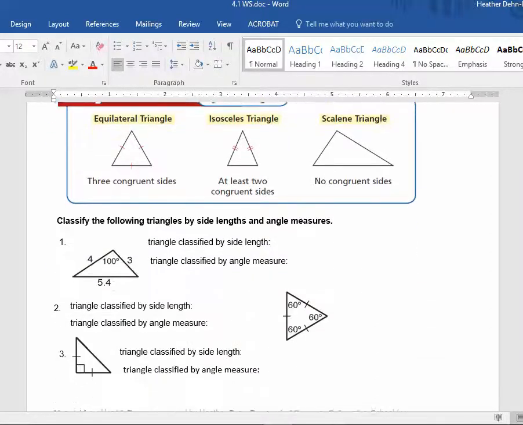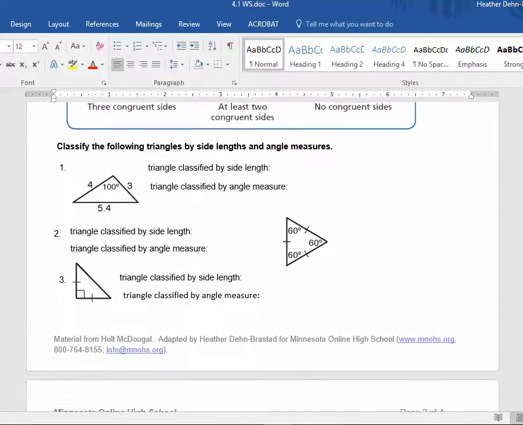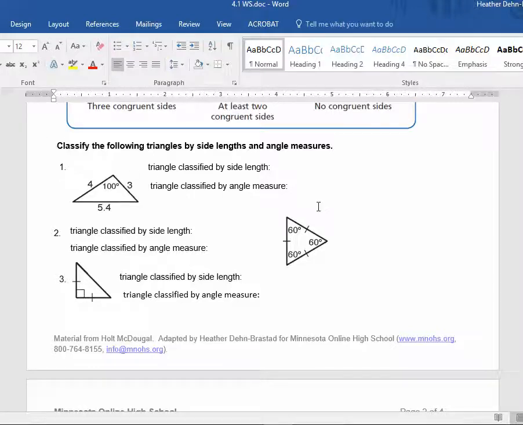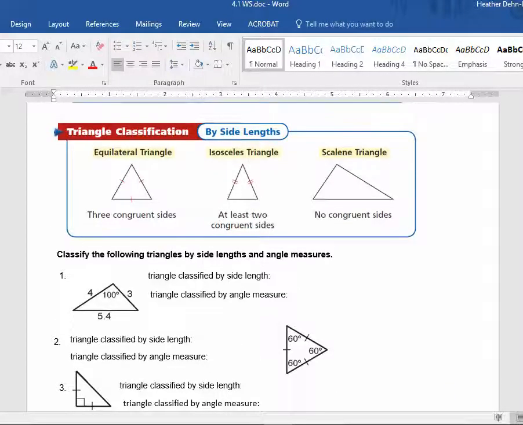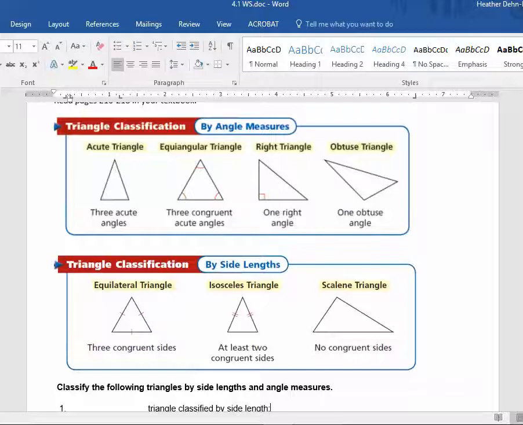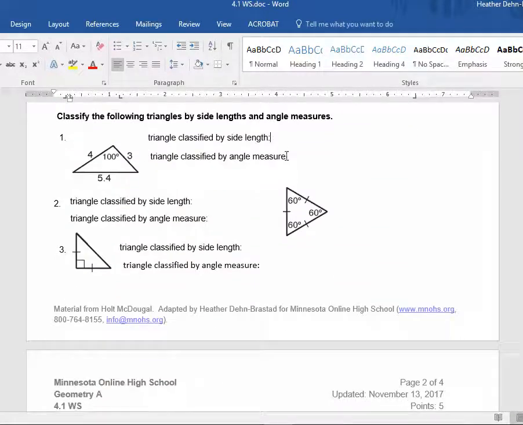Your first job is to classify these triangles by both side length and angle measure. Remember, by side length is going to be equilateral, isosceles, or scalene, so you pick one of those for each triangle. Then for angle measure, there are four to pick from, and you pick one of those and put that for the second answer.